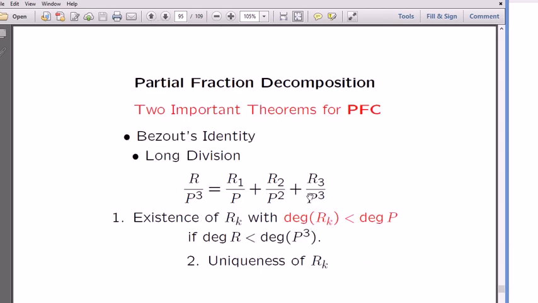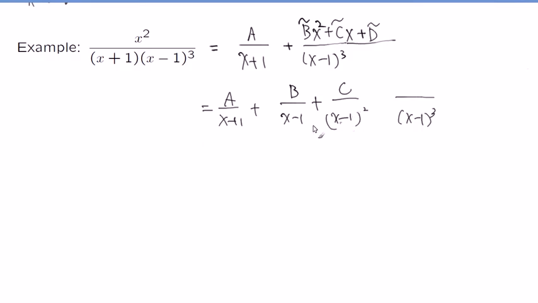When you decompose it like this, you can keep the numerator degree very small, always less than the degree of the small factor, p to the second, p to the third. Therefore, this x minus 1 here is a plus d. Okay, that's the shape of decomposition. All you have to figure out now is what are those a, b, c, d.